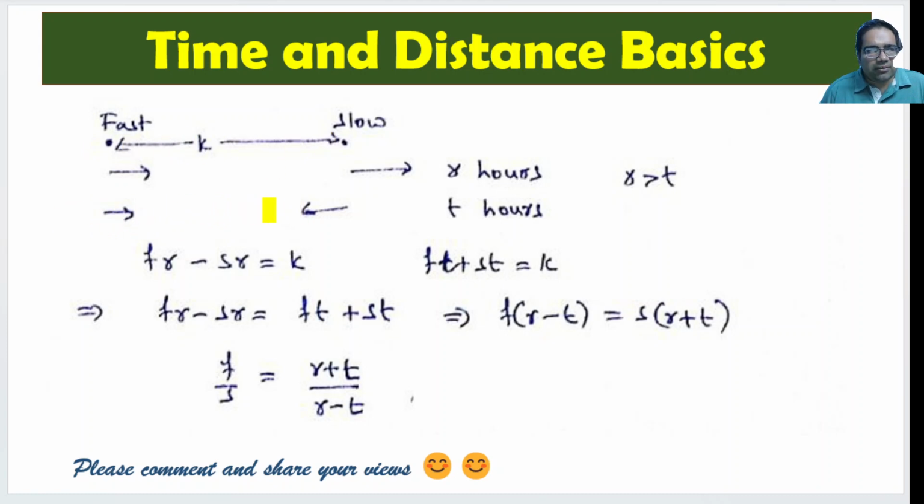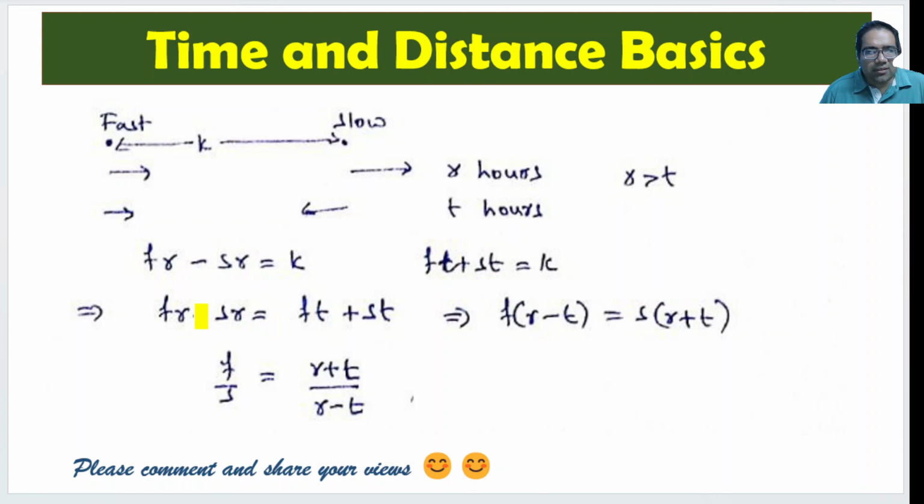This guy will cover more than half, and this guy will cover less than half because he is slower. Together they travel k miles. So the distance traveled by the fast guy plus the slow guy is equal to k. The fast guy's speed f into time t plus the slow guy's speed s into time t is equal to k. We have two equations: fr minus sr equals ft plus st.